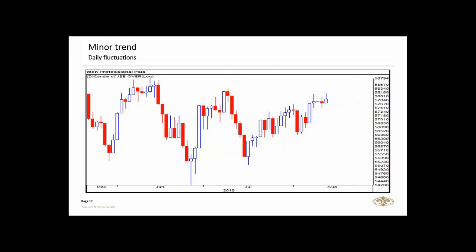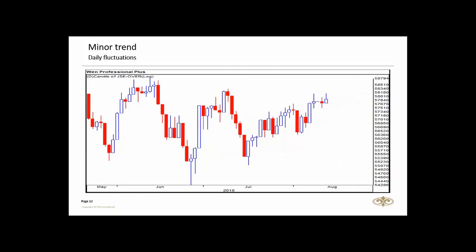Most long-term investors will obviously ignore these daily fluctuations, because of the noise, you'll ignore it.